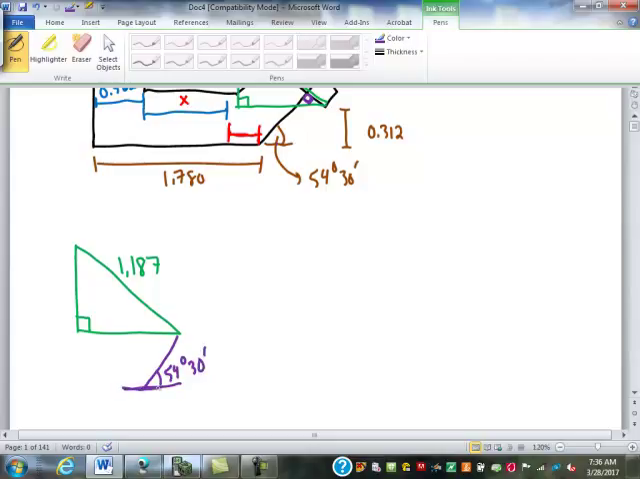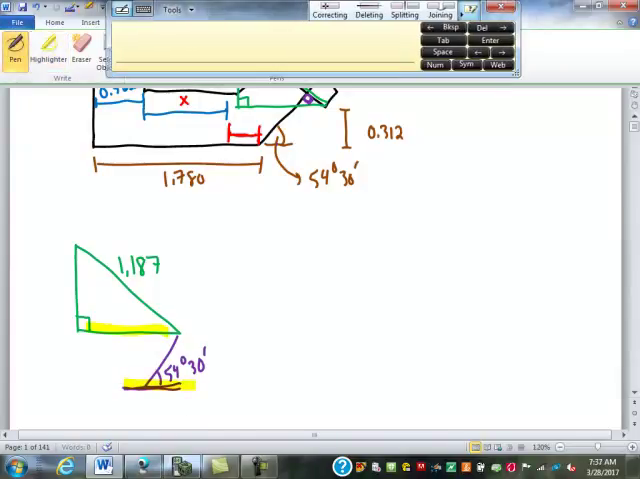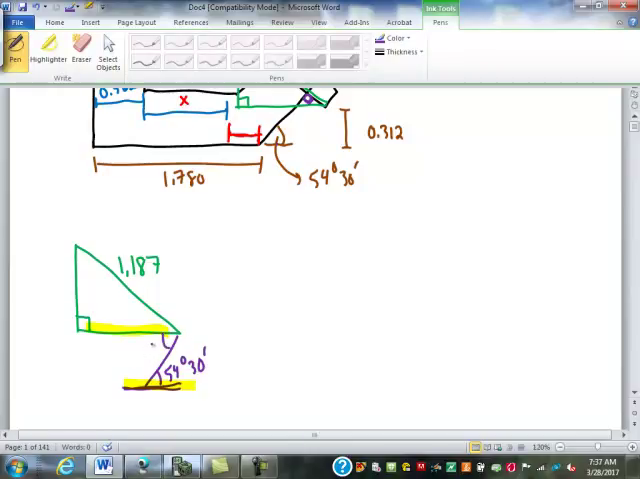Well, since that's from a horizontal dimension, it's parallel to any other horizontal dimensions. So that means this is parallel to that, which means that this is 54 30 here. If that's 54 30, that means this angle here has to be the complement of 54 30, or 35 30. That's just 90 minus 54 30.